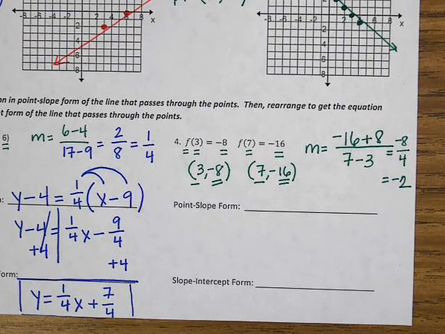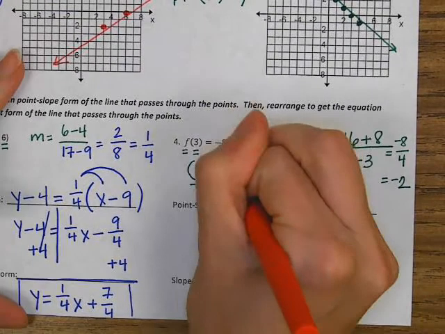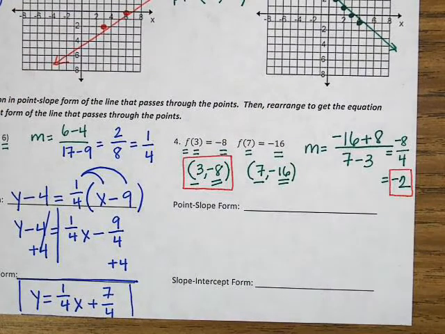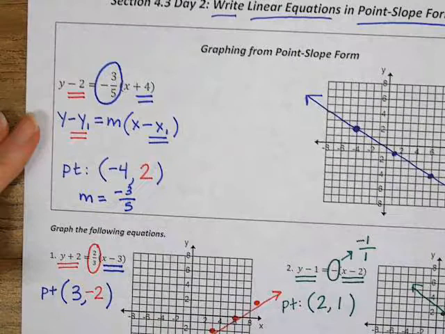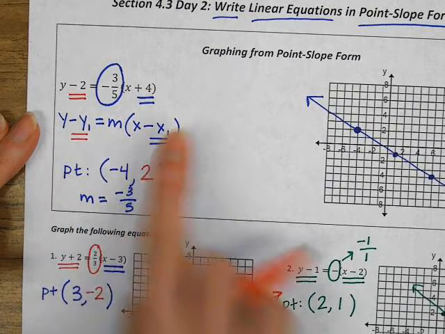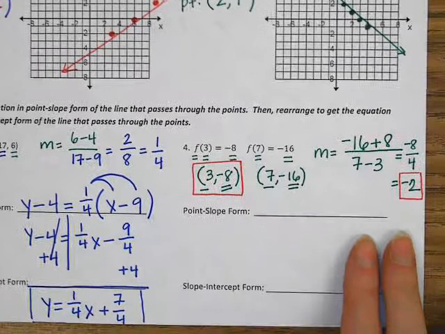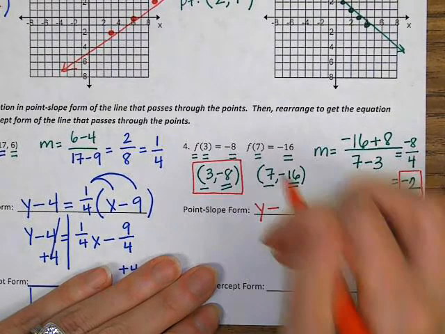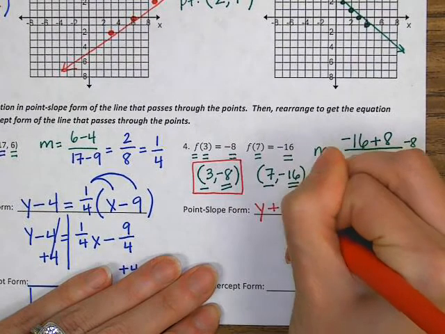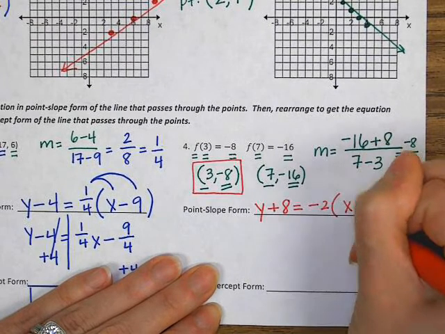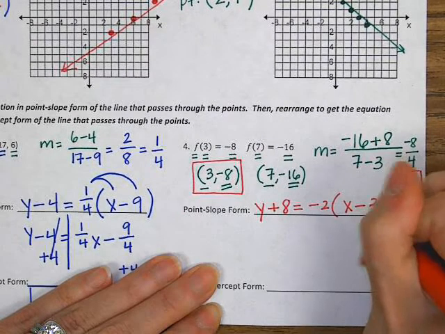And then for point slope form, we need to pick 1 point and 1 slope and plug it into our formula. And if you need a refresher, the formula is up here. y minus y1 equals m times x minus x1. So if we do that, y minus y1, so minus a negative 8 is plus 8, equals m, which is negative 2, times x minus x1, which is 3.